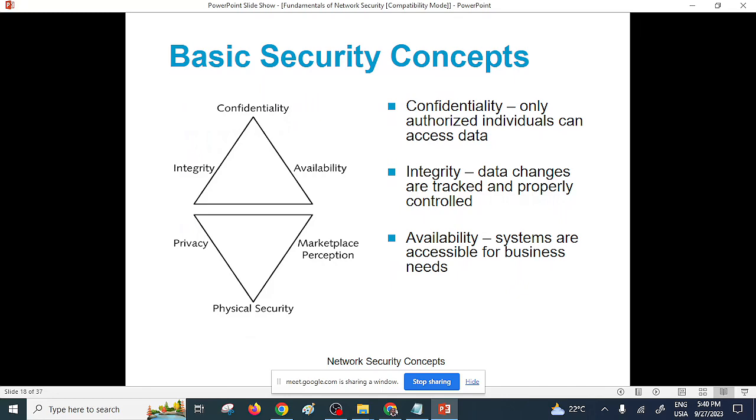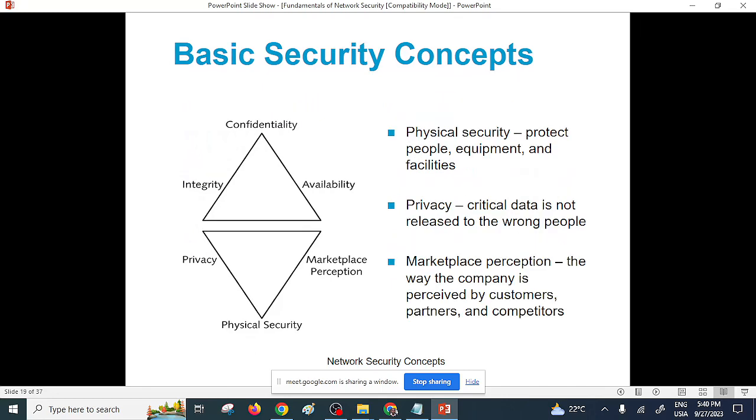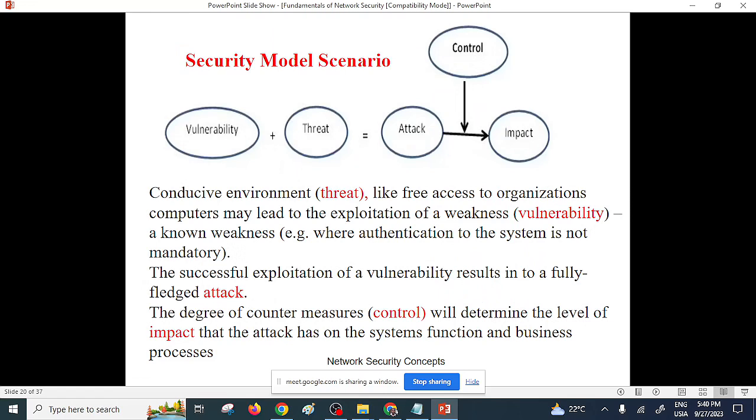The ripple effects at the market perception. We also need to figure out the physical security. How do we protect our equipment? How do we protect our facility, right? It was said that if we don't implement this CIA, then even the businesses might not look good, right? Like the competitors might take advantage. We might lose our partners and so on.